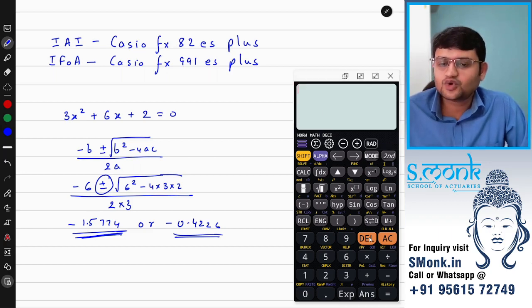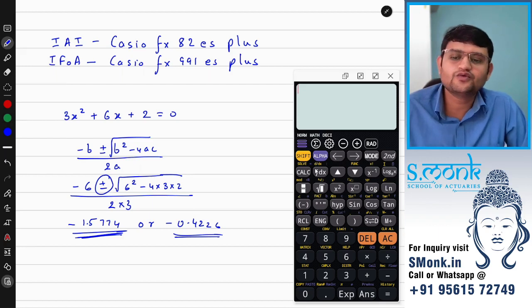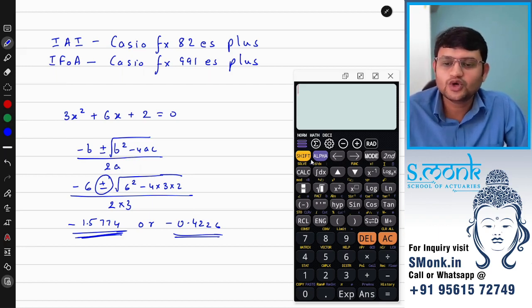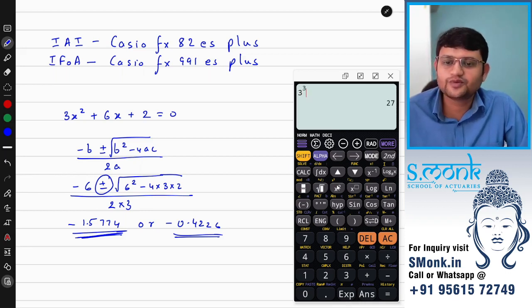Now there are more special characters that we can use. You can see here stuff are written in yellow and stuff are written in purple. Anything that you want to access written in yellow, you will press shift and then press the button. So let's see here, you can see x cube is written in yellow above this x square button. If I want, let's say 3 cube, I will press shift and then press the x square button, and you can see now I have the cube.